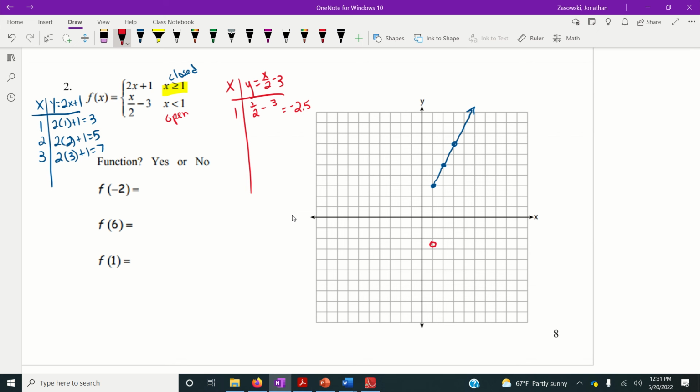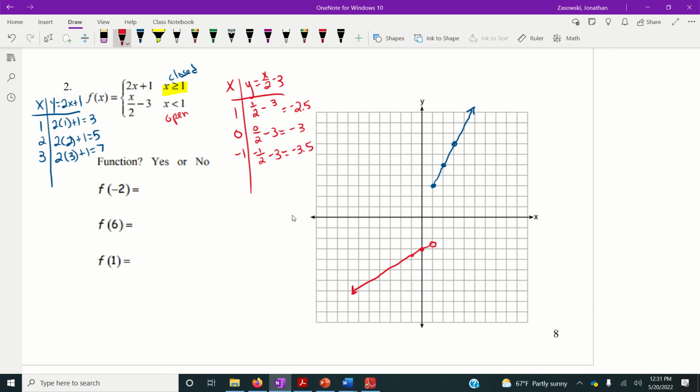Okay. Now, what's less than 1? The next number would be 0. So 0 over 2 is 0. Minus 3 is just negative 3. So 0, negative 3, we have a closed dot. And then if we try negative 1, we're going to get negative 1 half, negative 0.5 minus 3. And that equals negative 3.5. And so that's here. And so the second graph is going to look like this. And that's our graph. We're done. Okay?